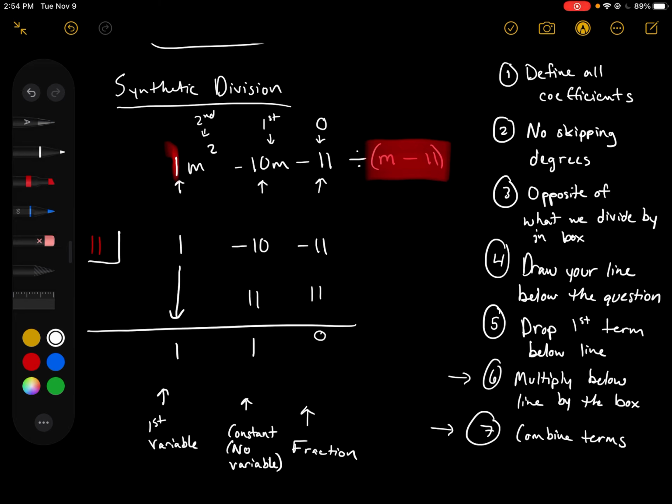So we can write our fraction, our constant, just keep it as plus 1, put in our first variable, which is m. And the same thing goes on the bottom of the fraction every time. It's what we divide by. So that same thing in red there, that m minus 11, always goes on the bottom of the fraction. And that is going to be your final answer.